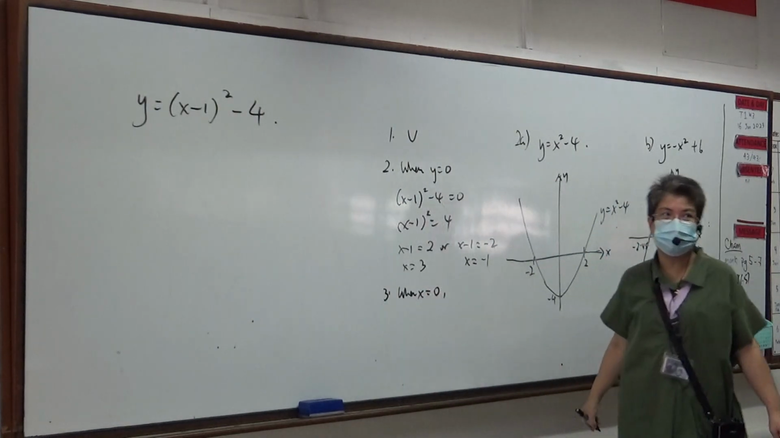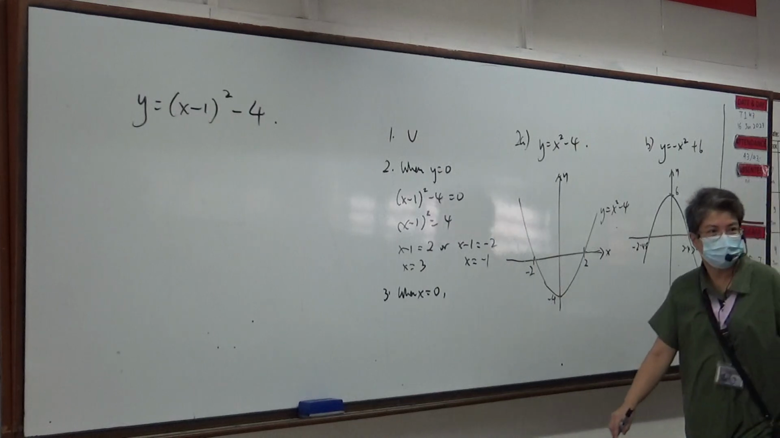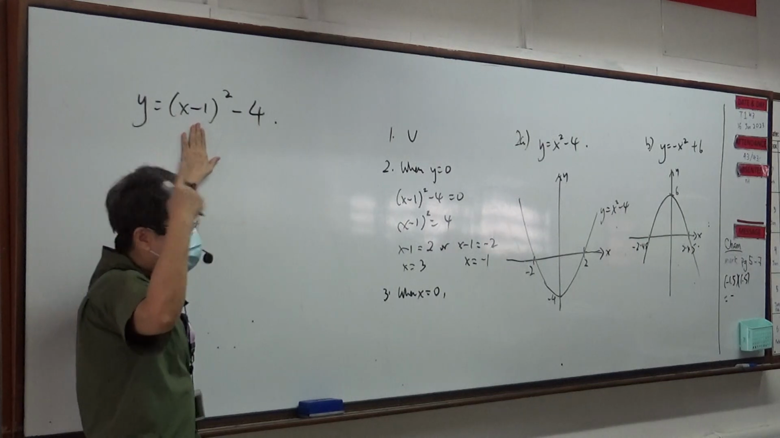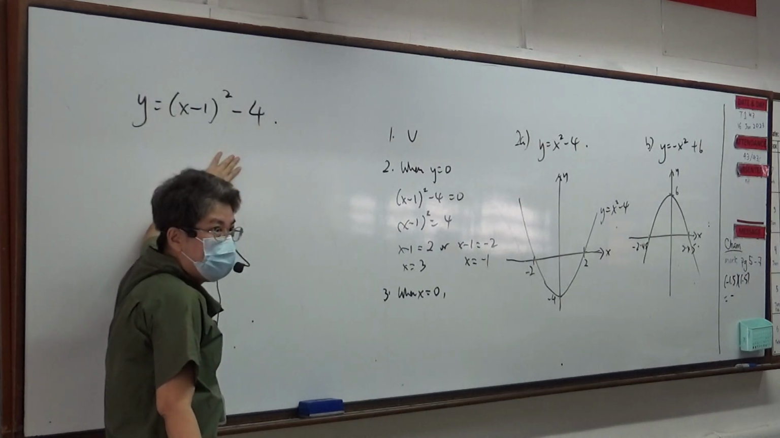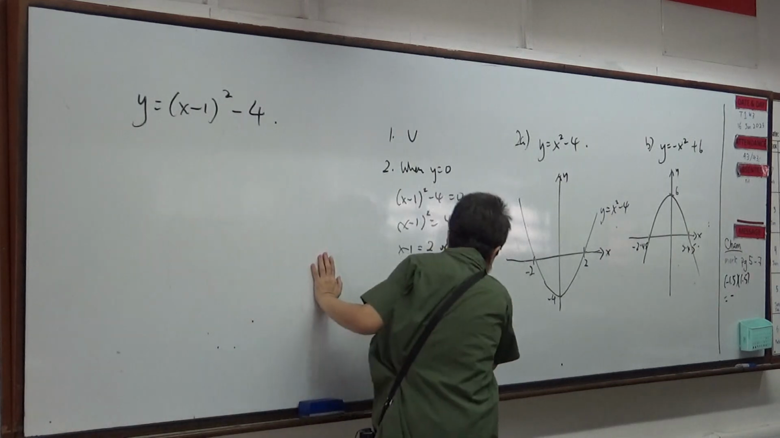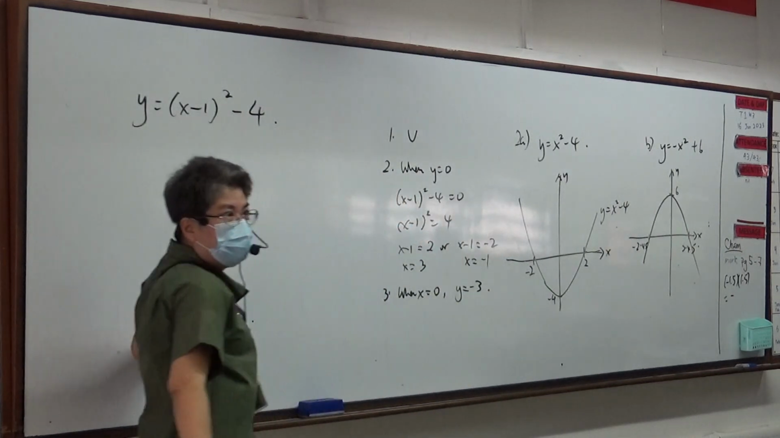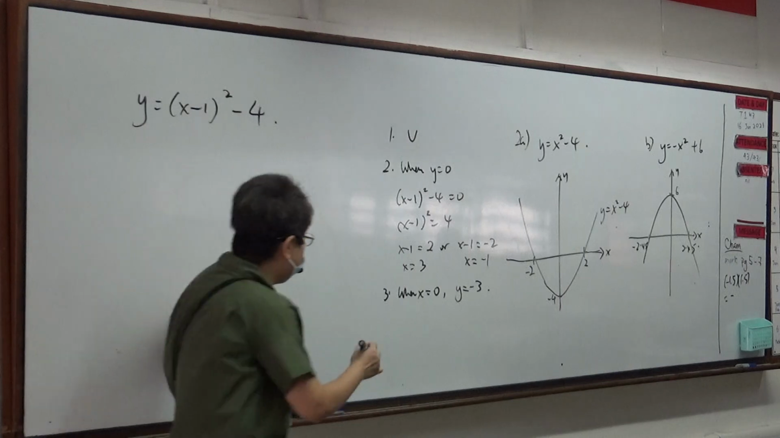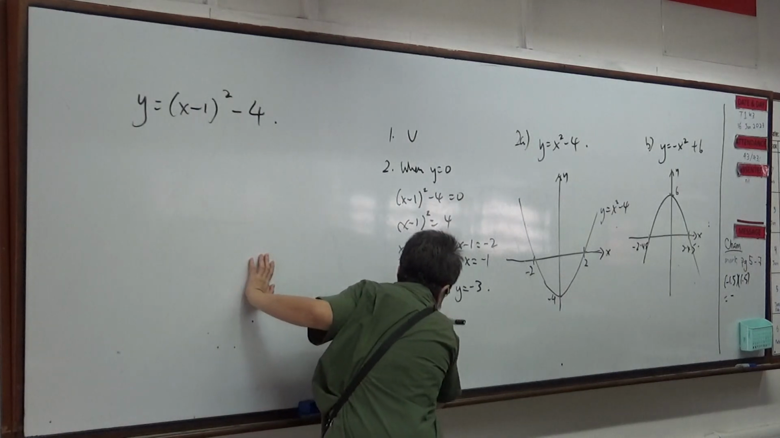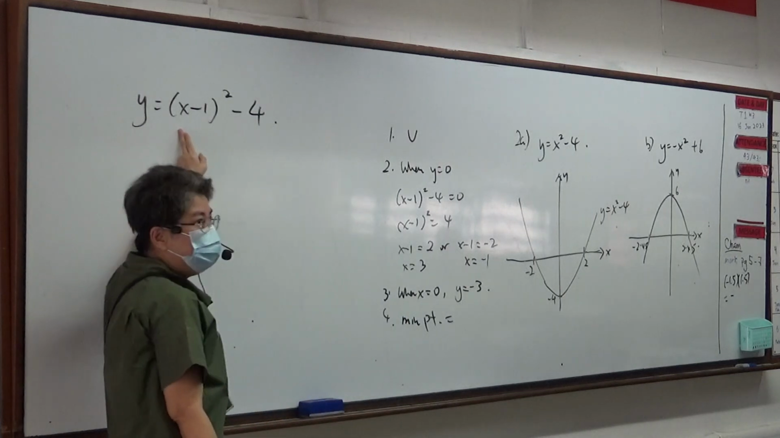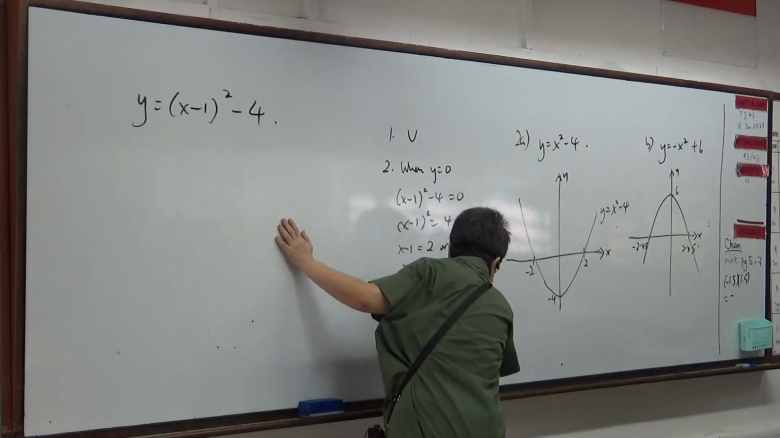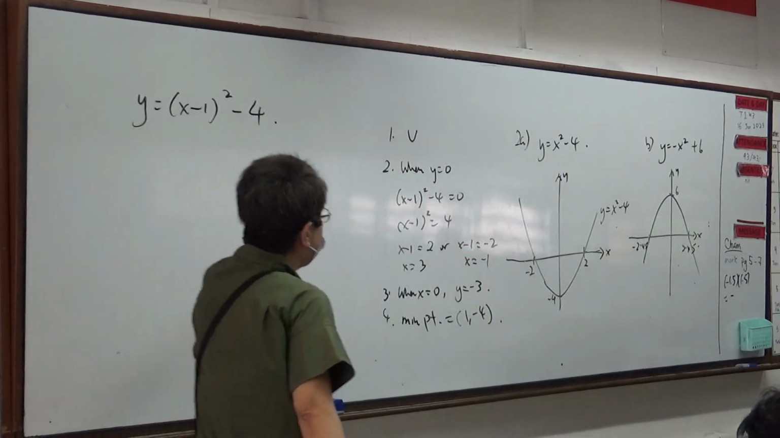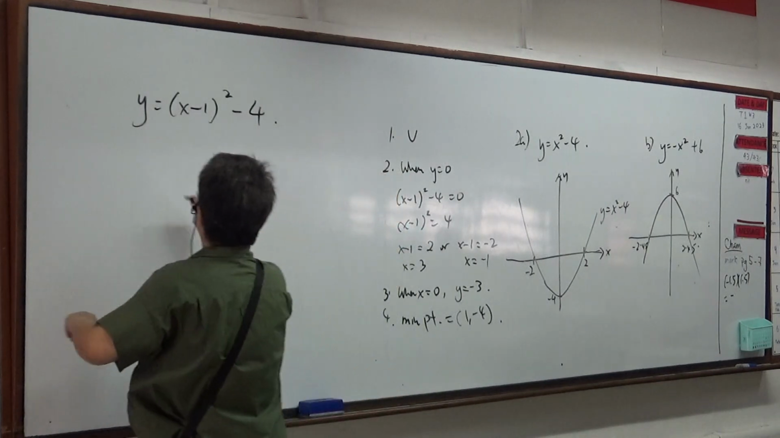Okay, number 3. When x is 0, what do I get? When x is 0, this is negative 1 squared, so it's still 1. 1 minus 4. What is that? Minus 3. Minimum point: 1 and negative 4. Completed square form is the best, actually, but depending on the question. Okay? Now, so what will this be?